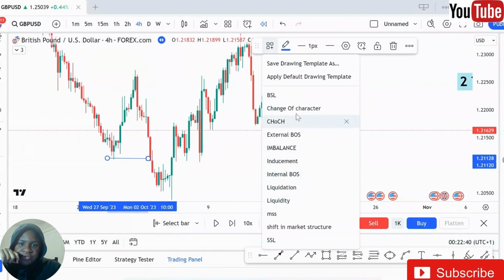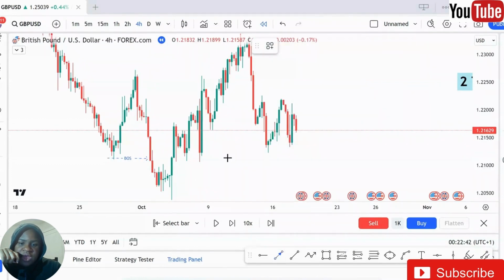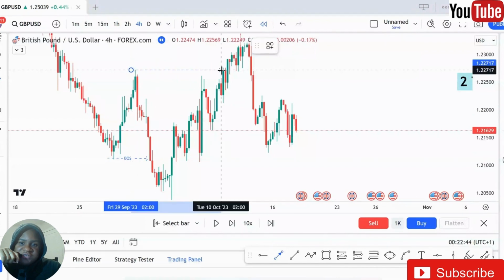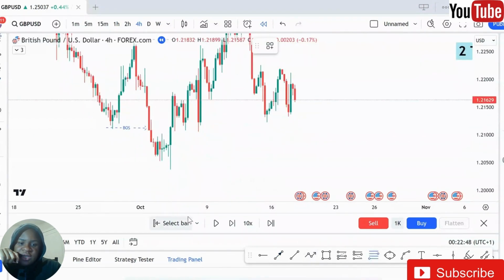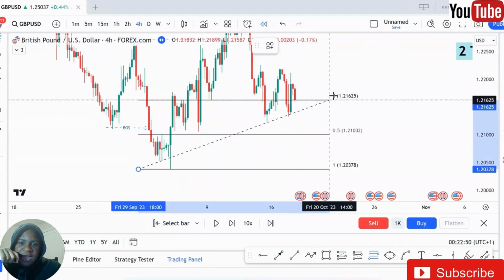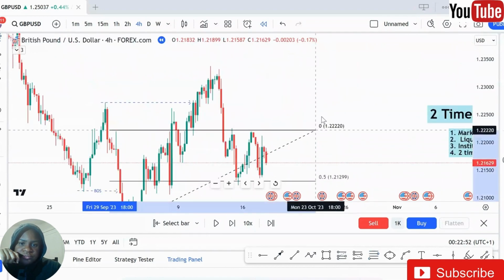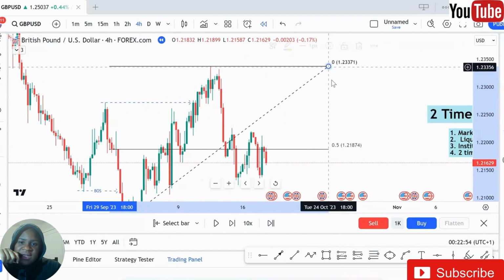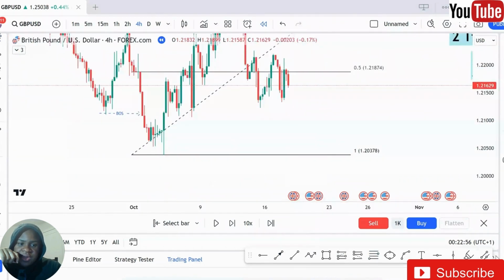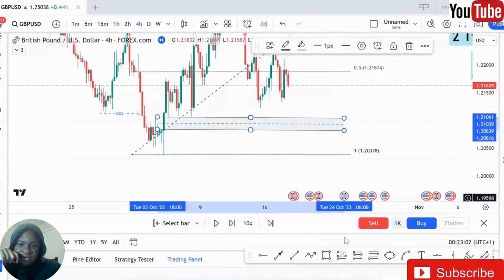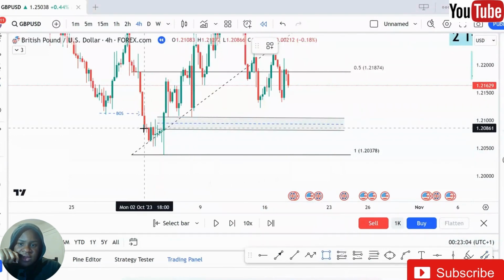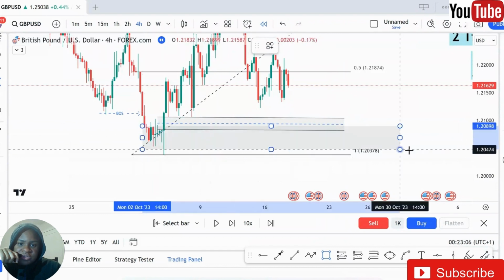Okay, where is the break of structure here? And we have a shift in market structure here. That's the MSS. If you take your Fibonacci and you draw it from the high to the low, we know that market has to buy low and sell high. We can see that in this area here, we have a fair value gap that needs to be filled up, and we also have an order block here that needs to be filled up.